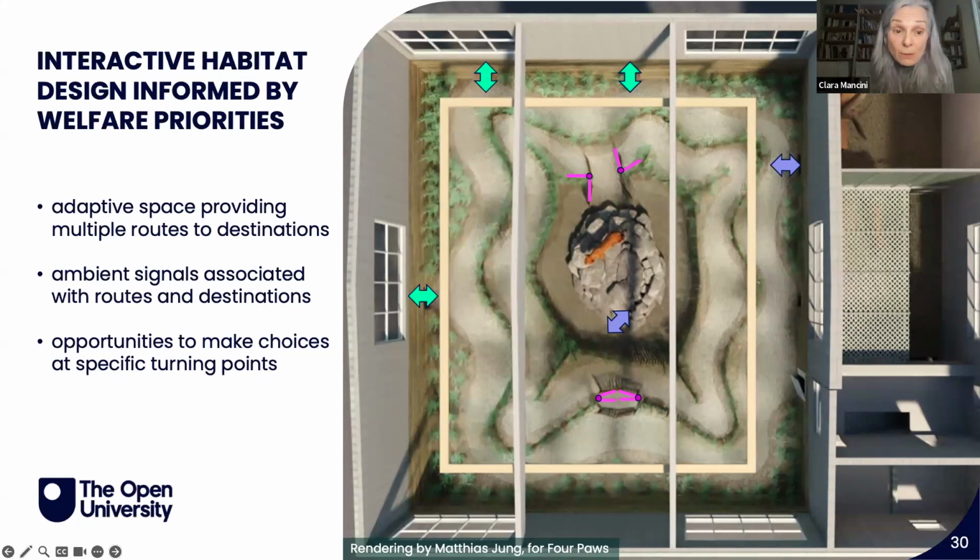As the tigers travel through the maze, olfactory, acoustic, and visual signals associated with different locations will guide them around the perimeters and through the gates. At specific points, the gates' configuration will present the tigers with route options, giving them the opportunity to make choices to reach specific locations and the resources within them.